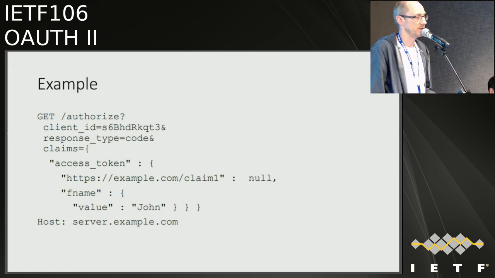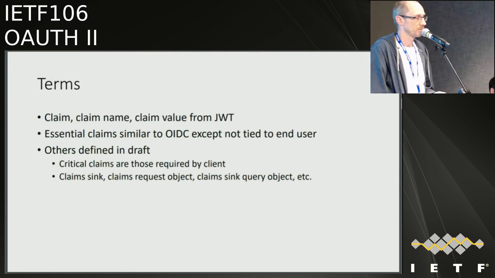So it's basically a query asking for certain claims to be asserted by the AS. So the terms that I mentioned, we're using claims, claim name, claim value from the JWT specification, essential from OpenID, but rewritten so that it's not bound to the end user, and some others that are defined in the draft. Importantly, claim sink, claims request object. These are things that exist abstractly in OpenID but aren't given a specific name.